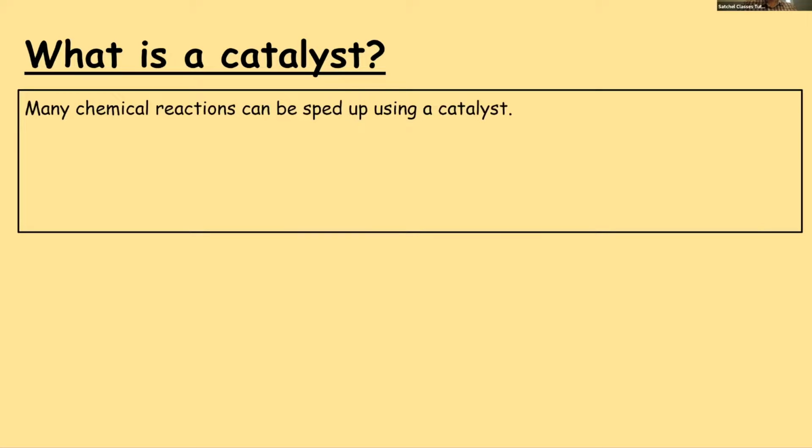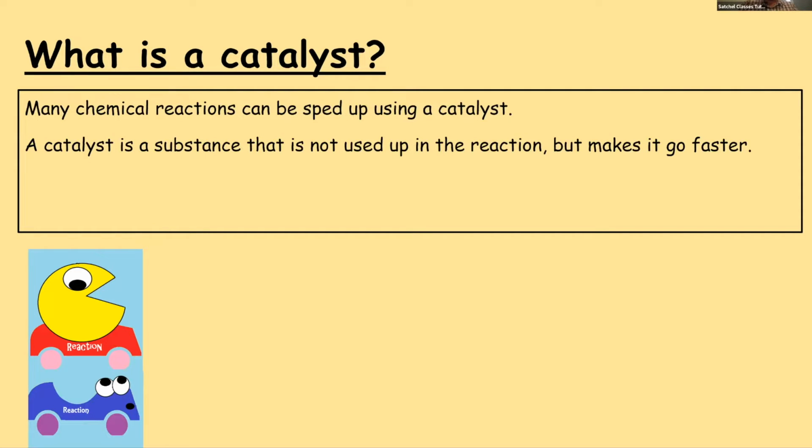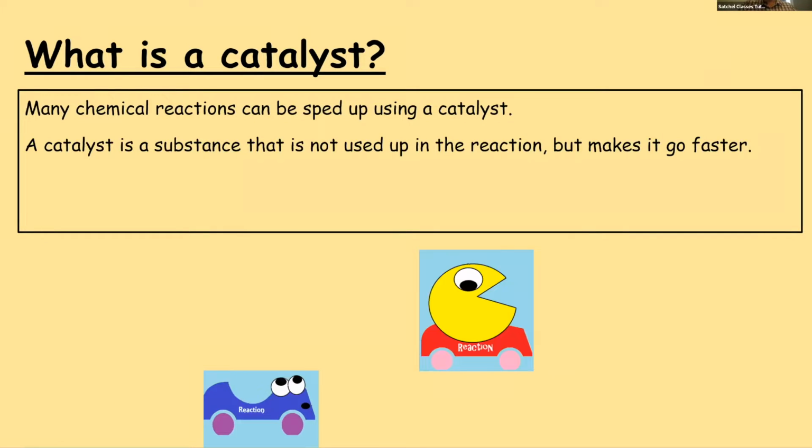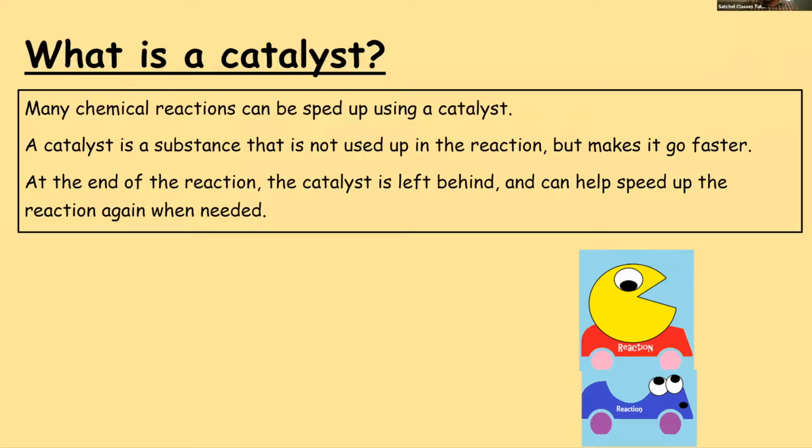Many chemical reactions, just talking about chemistry now, can be sped up using a catalyst. The idea is that a catalyst is a substance that is not used up in the reaction, but it makes the reaction go faster. So in this case, we've got our two carts at the bottom. The catalyst is the one that's sat on the red reaction cart, and it makes it go faster than the blue. At the end of the reaction, though, the catalyst is left behind.